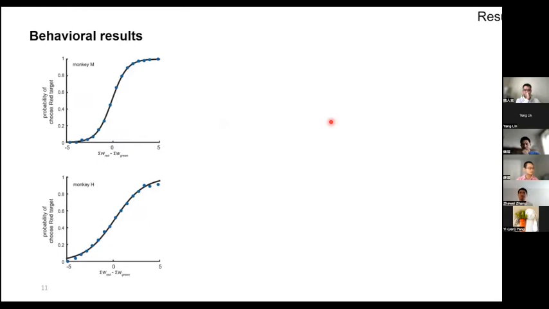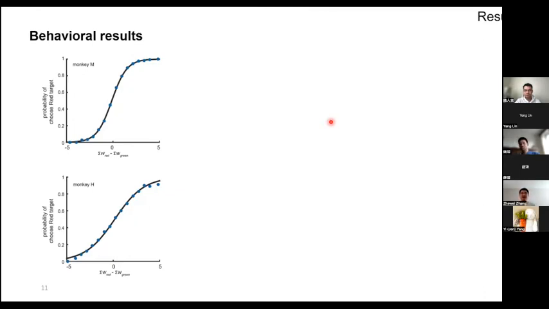Okay, let's look at the behavior results first. The left panel shows the psychometric curves. The x-axis is the summed weight of the red shifts minus the summed weight of the green shifts. So when it's positive, the red target is more likely to lead to a reward than the green target. And the y-axis indicates the probability of choosing the red target.